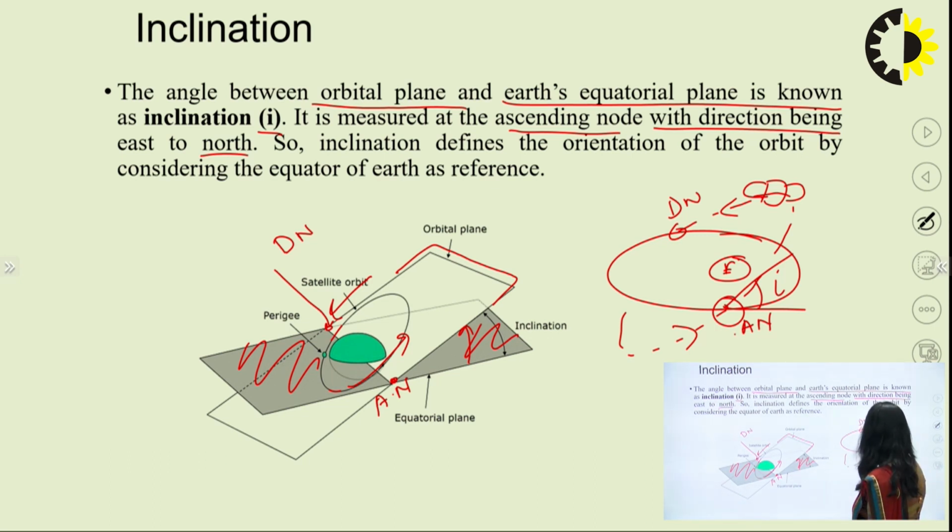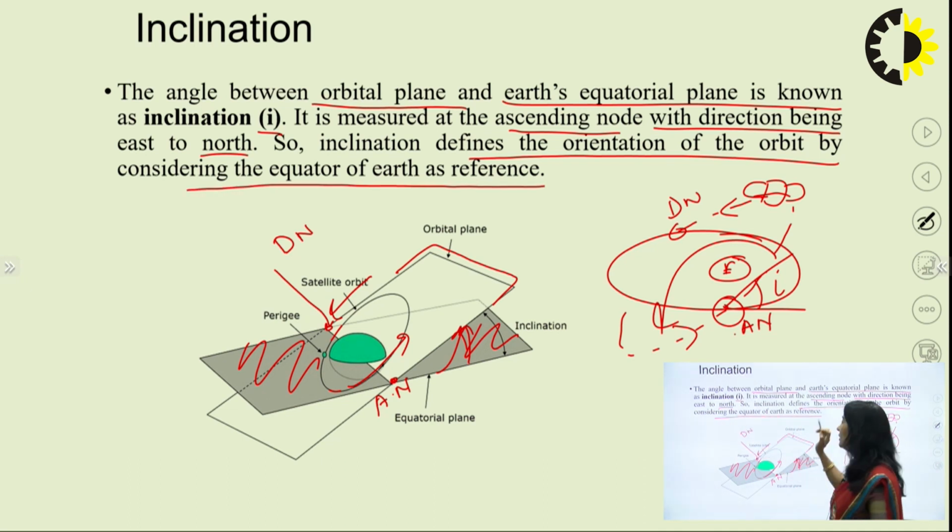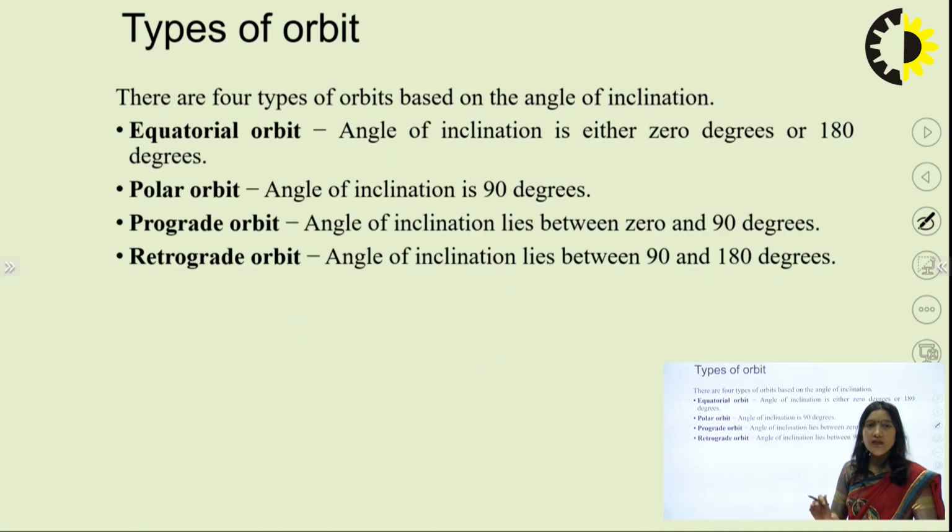Obviously, the angle between the ascending node and the equatorial plane can be this also, right? So, we will not count this. What angle will we count? From east to north. Okay. So, the inclination defines the orientation of the orbit by considering the equator of Earth as reference.